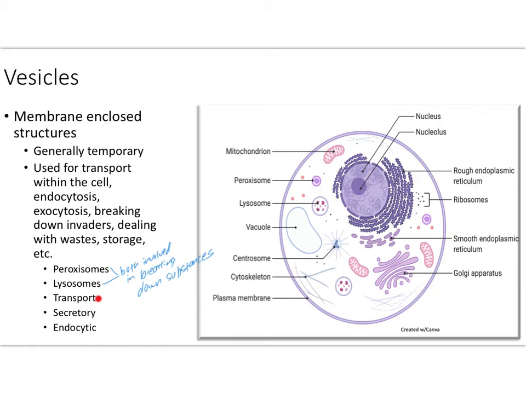Transport vesicles, of course, are involved in movement, whether that is movement around the cell or movement to the external part of the cell. A secretory vesicle is a special vesicle that helps get rid of things like waste products or signaling molecules from the cell. So a secretory vesicle is something that takes molecules and moves them from the inside of the cell to the outside.